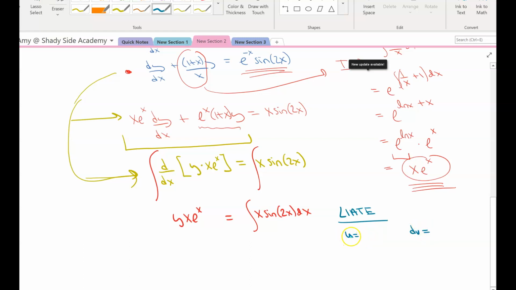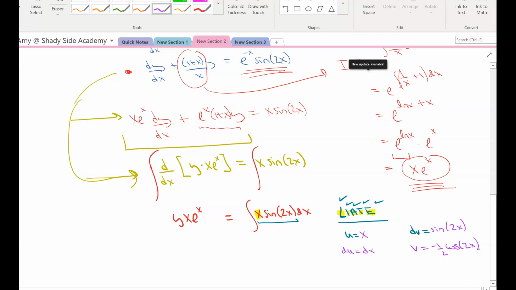U is picked from the integrand based on what kind of function occurs in this triage, so to speak. Logarithmic, inverse trig, algebraic, trigonometric, exponential. Algebraic, A is right here, okay? This sine 2x is trigonometric. A comes before T in this weird alphabet of ours. So U is x, dv is the sine of 2x, okay? du equals dx. V will equal negative 1/2 cos of 2x.